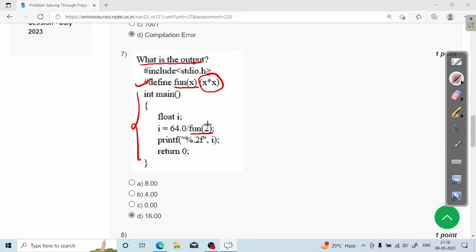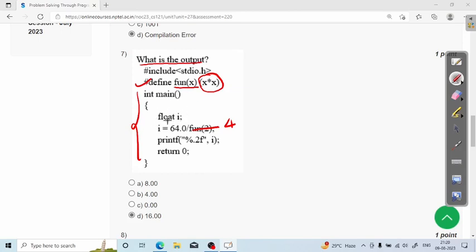So what will happen? This fun of x will be replaced by this expression. So when we are going to replace, we'll see if there is any value there. Okay, so we can see there is a value 2 here. So this fun of 2 will be completely replaced by 2 cross 2. Okay, so this 2 cross 2 is going to be 4. So the fun of 2 will be completely replaced by the value 4 here, and then the main function will get executed.